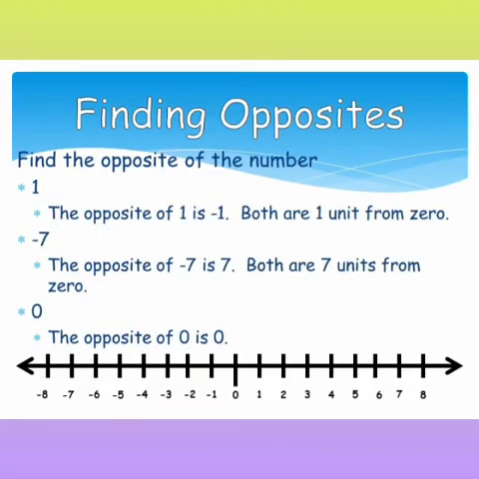Finding opposites. Find the opposite of the number. First one, 1. The opposite of 1 is -1. Both are 1 unit from 0. Next one, -7. The opposite of -7 is +7 because both are 7 units from 0. Next one, 0. The opposite of 0 is 0 itself.